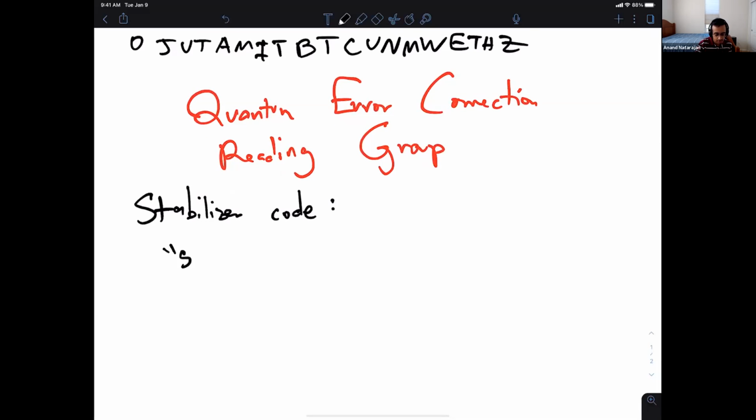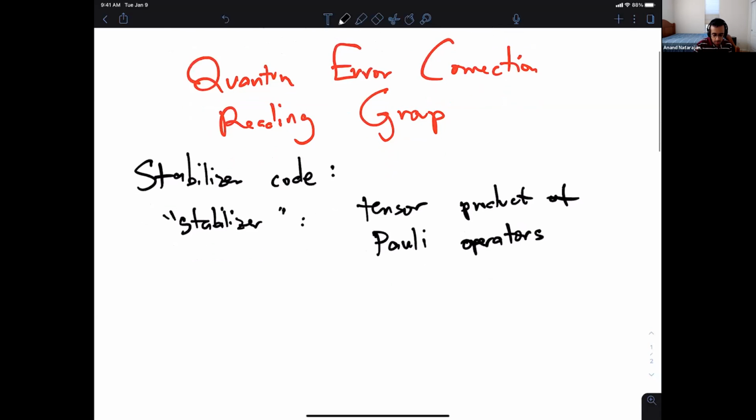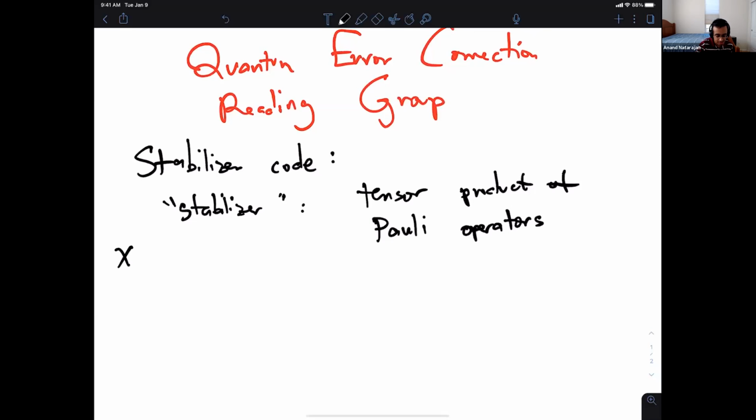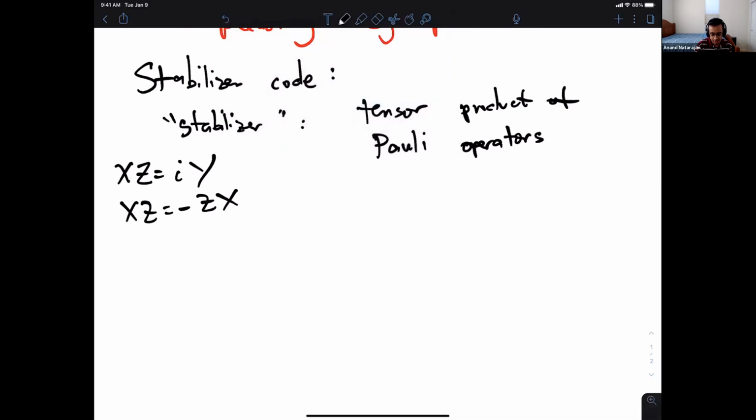Well, a stabilizer is just going to be a tensor product of Pauli operators. So assume that everyone knows these. Just to remember, XZ is iY, and ZX is minus iY. They all pairwise anti-commute, and they square to identity. So a stabilizer is something that looks like X tensor I tensor Y tensor Z tensor, blah, blah, blah.